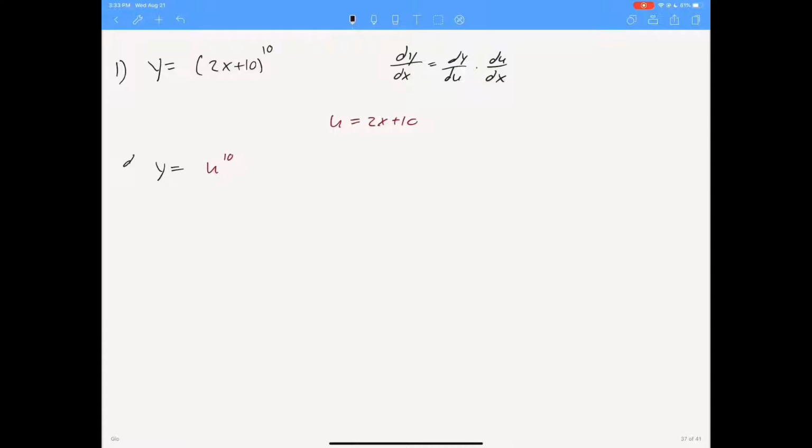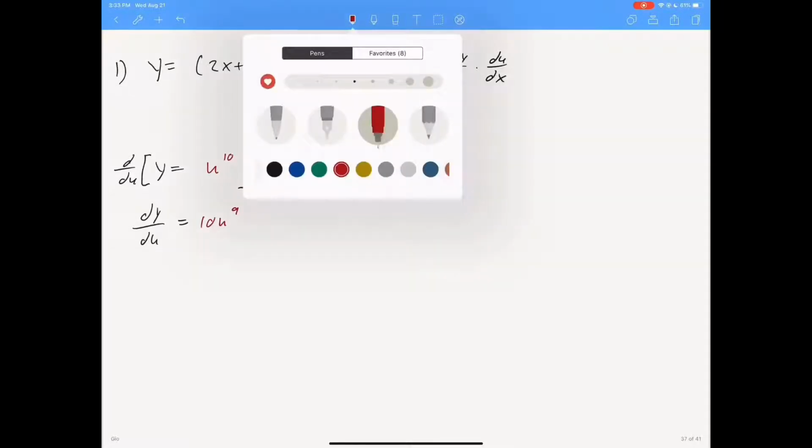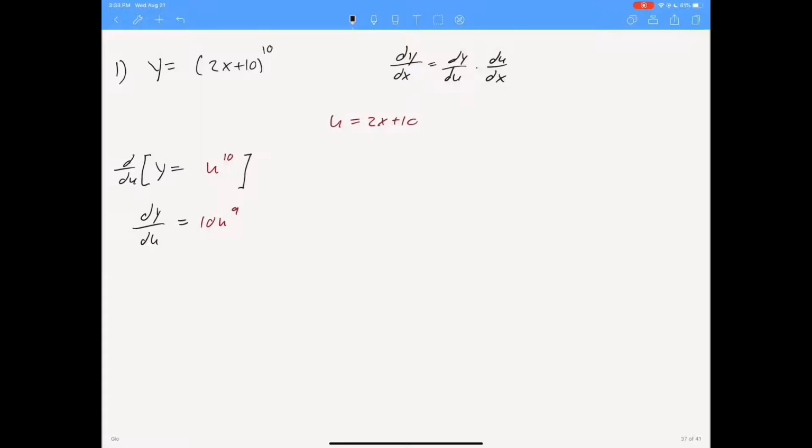We'll take d/du of this equation. So dy/du is equal to, using the power rule, 10u raised to 9. That was pretty simple. However, we want dy/dx, not dy/du. So again, we'll use our chain rule to get dy/dx.